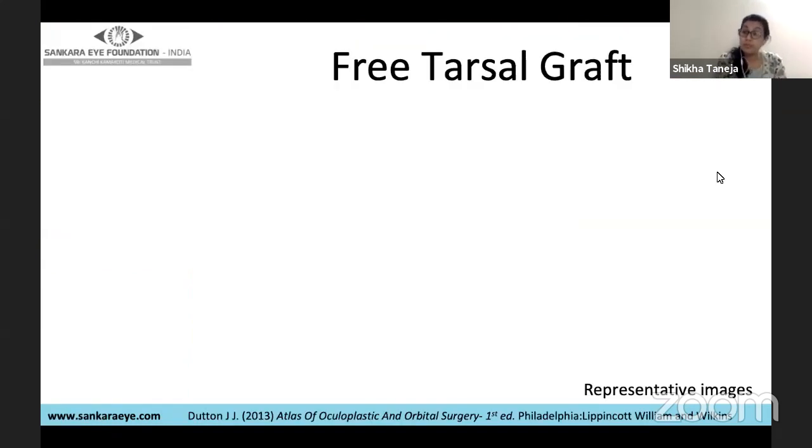Now coming to the posterior lamellar repair. There can be various grafts for the posterior lamina, the best being tarsal graft obviously. Apart from that, we can use banked sclera, auricular cartilage, or nasal septum. Tarsal graft, we obviously take from the upper eyelid.